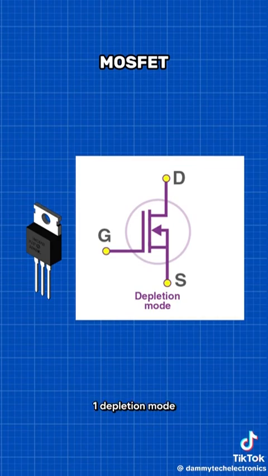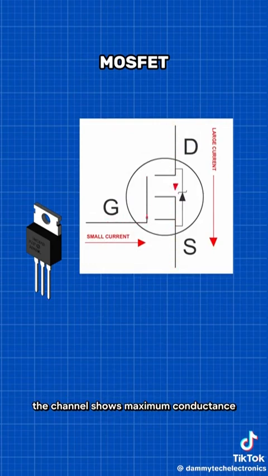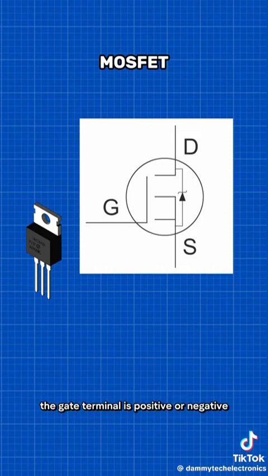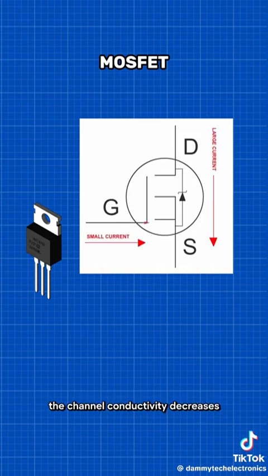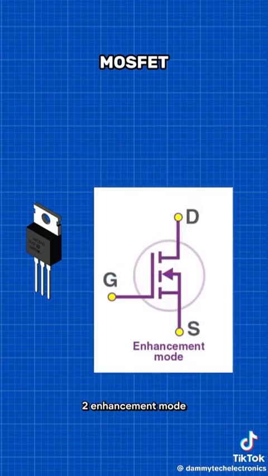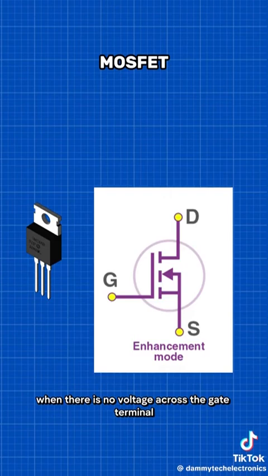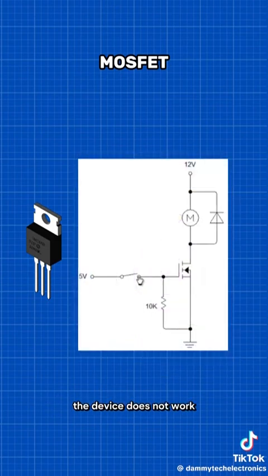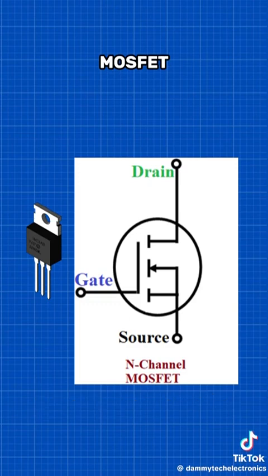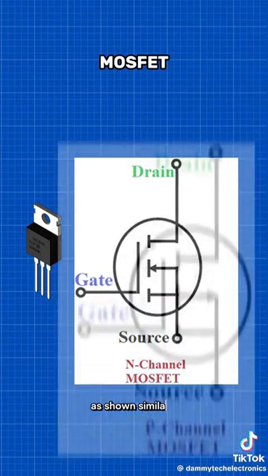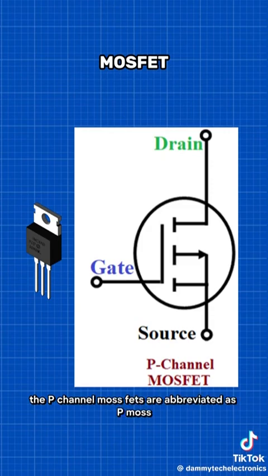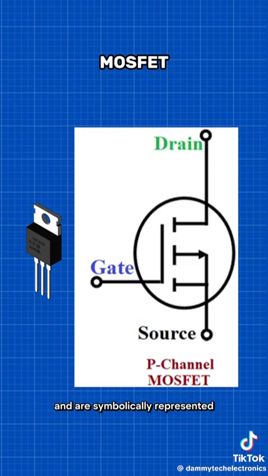1. Depletion mode. When there is no voltage across the gate terminal, the channel shows maximum conductance. When the voltage across the gate terminal is positive or negative, the channel conductivity decreases. 2. Enhancement mode. When there is no voltage across the gate terminal, the device does not work. When there is a maximum voltage across the gate terminal, the device shows enhanced conductivity. The N-channel MOSFETs are abbreviated as NMOS and are symbolically represented as shown. Similarly, the P-channel MOSFETs are abbreviated as PMOS and are symbolically represented.